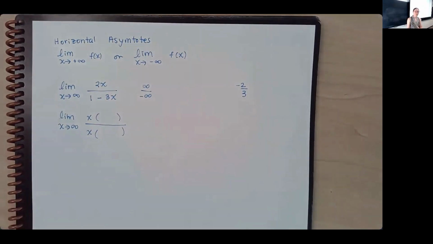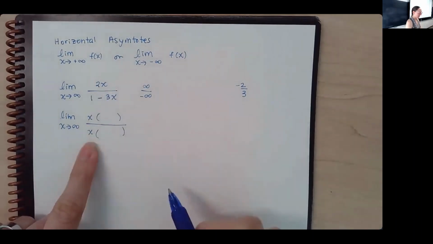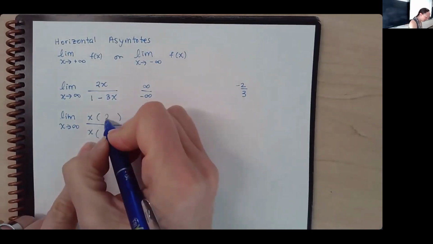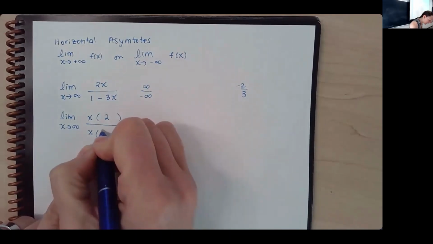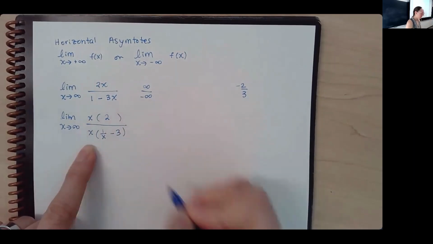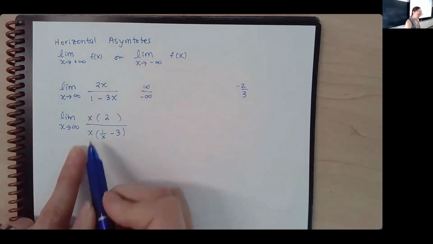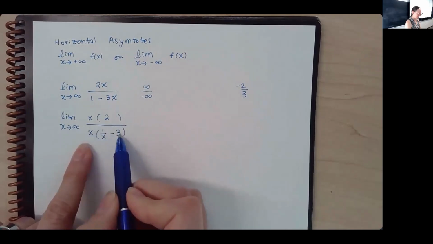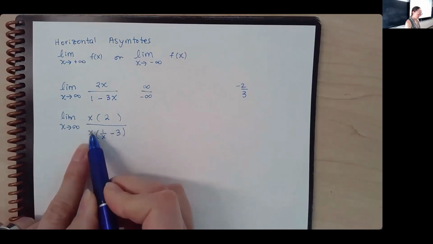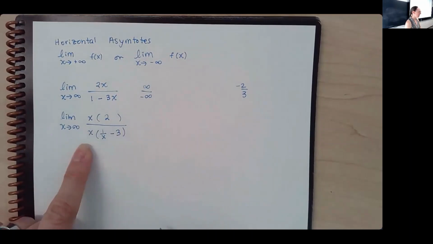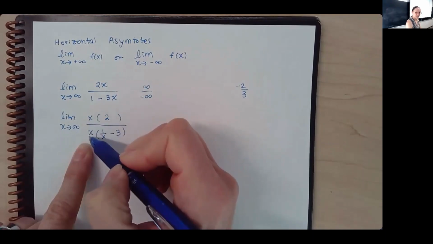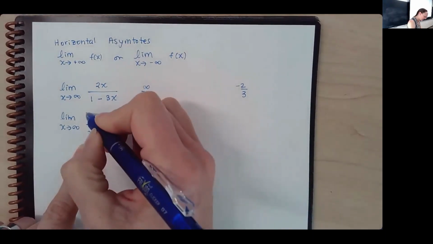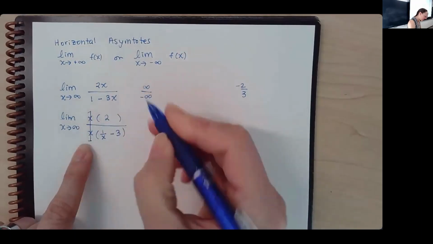Factoring is really just undoing multiplication. So this just means, what do I have to multiply by to get back to where we started? On the top, I would have to multiply by 2. And on the bottom, weirdly, I would have to multiply by 1 over x minus 3. Because if I were to distribute that x back in, I would get 1 minus 3x. The beauty of doing this is now x over x is equal to 1. So this piece is out of my way.